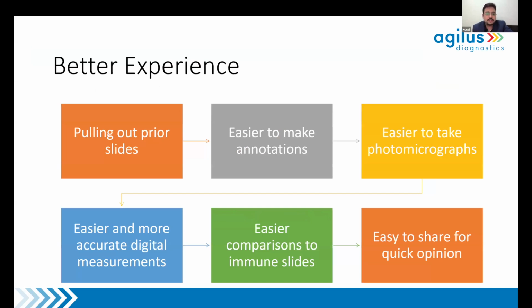It's easier to make annotations. Pulling out data is easier. It's easier to take photo micrographs even for your seminars and your presentations. It's easier and more accurate digital measurements, especially if you're measuring depth of invasion of a tumor. Those are kind of parameters which are much better and objectively analyzed by digital pathology. Easier comparisons to immune slides. You can see everything together. I will show you in one of the slides, and it's also easy to share for a quick opinion.